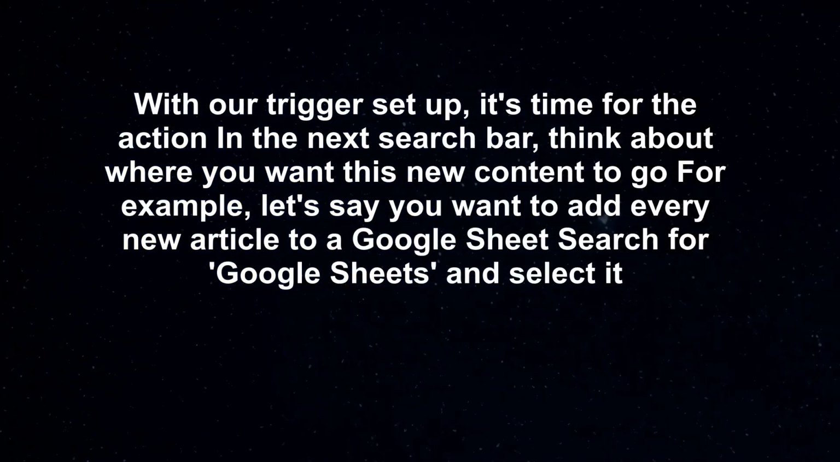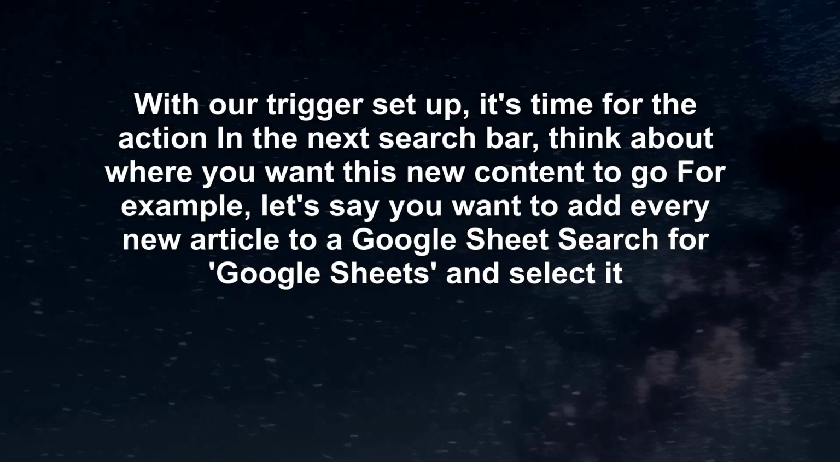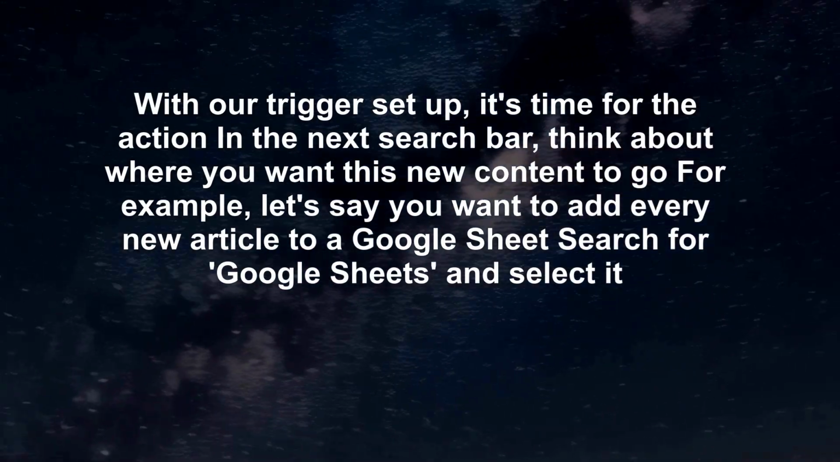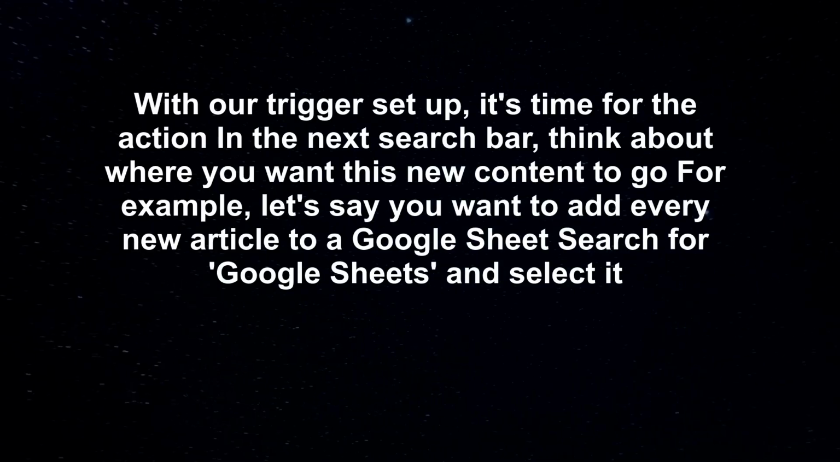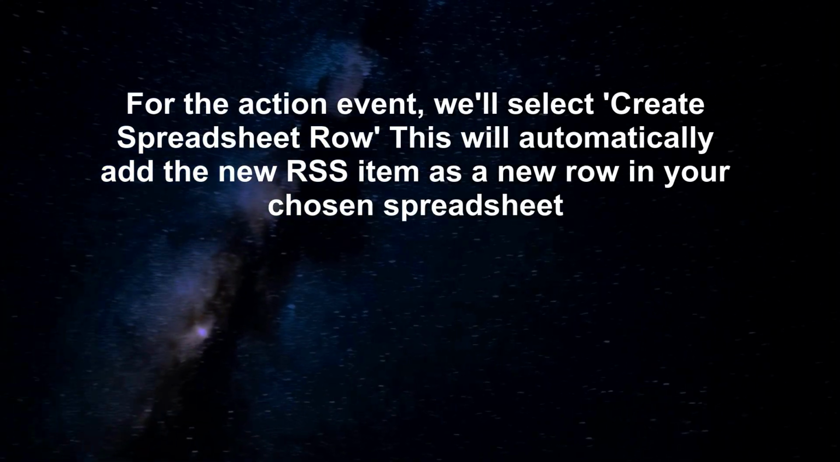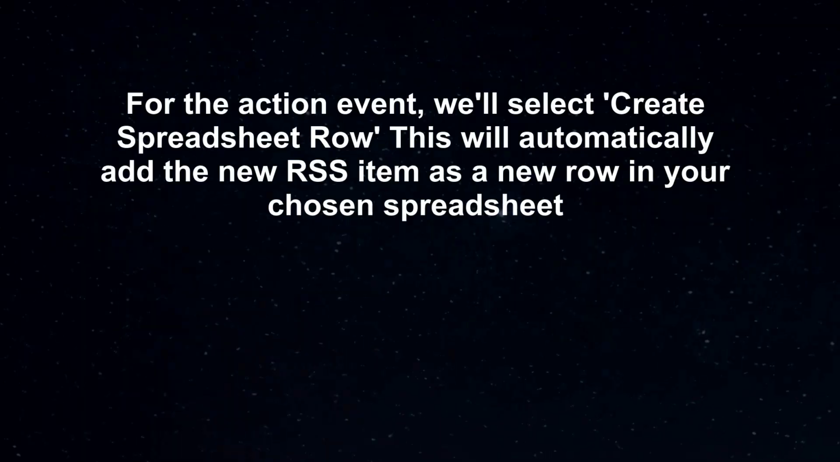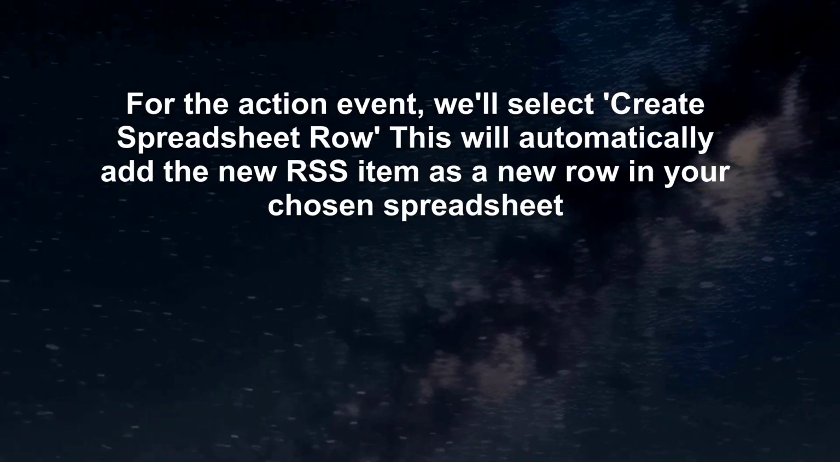With our trigger set up, it's time for the action in the next search bar. Think about where you want this new content to go. For example, let's say you want to add every new article to a Google Sheet. Search for Google Sheets and select it. For the action event, we'll select Create Spreadsheet Row. This will automatically add the new RSS item as a new row in your chosen spreadsheet.